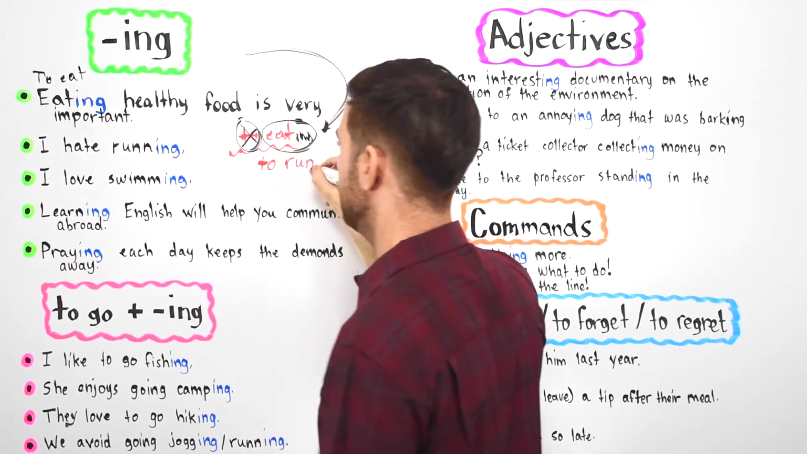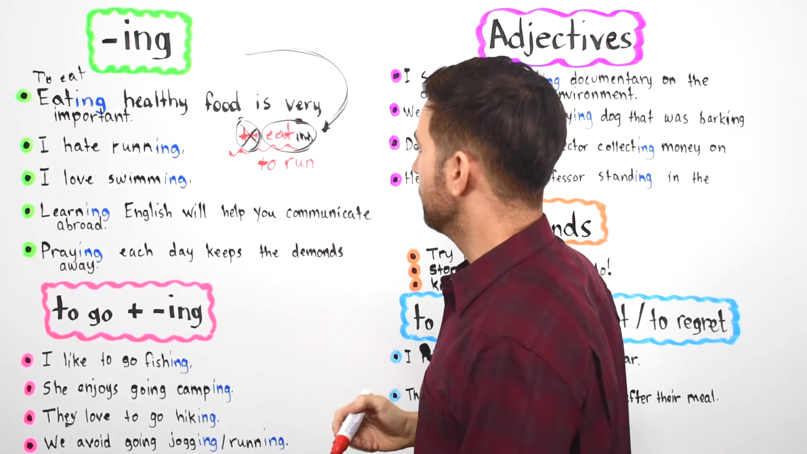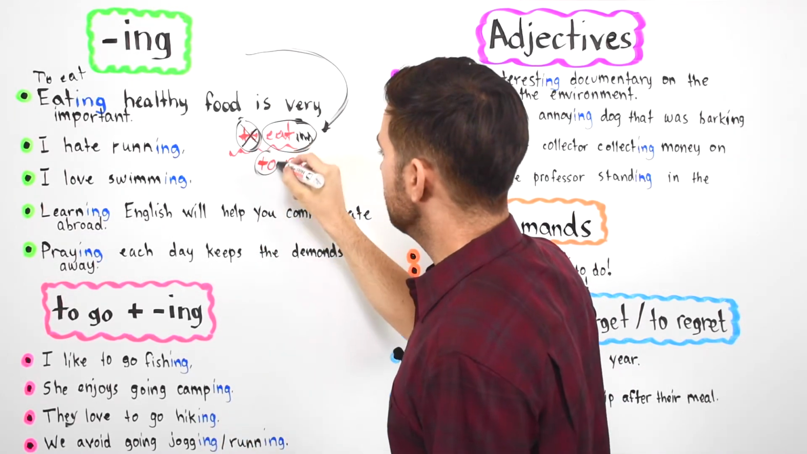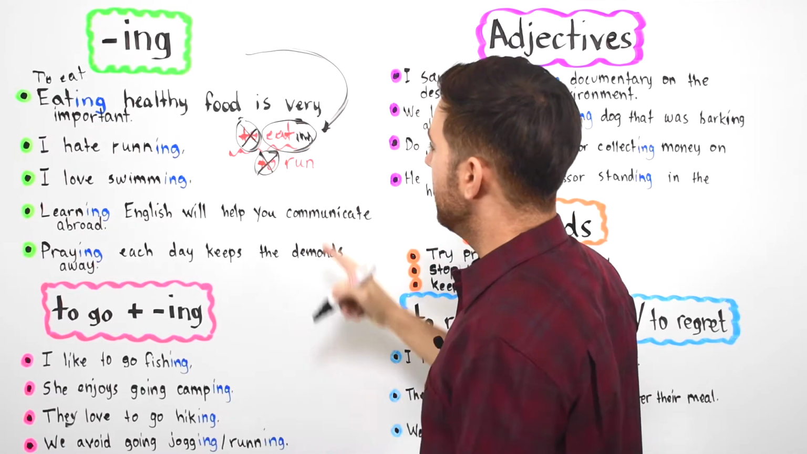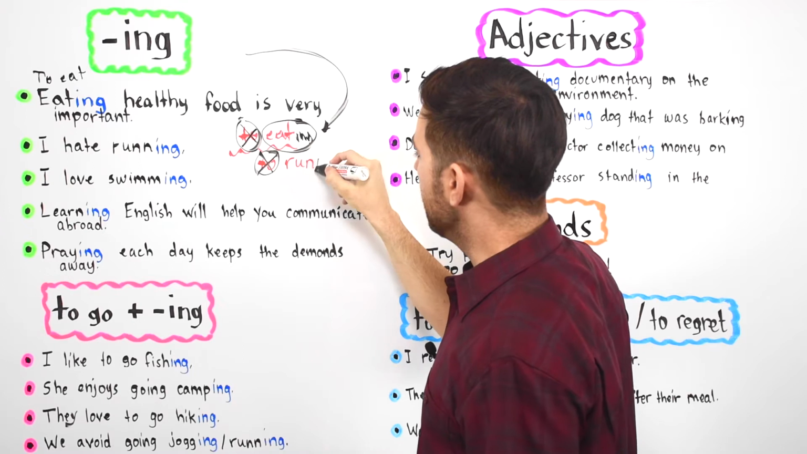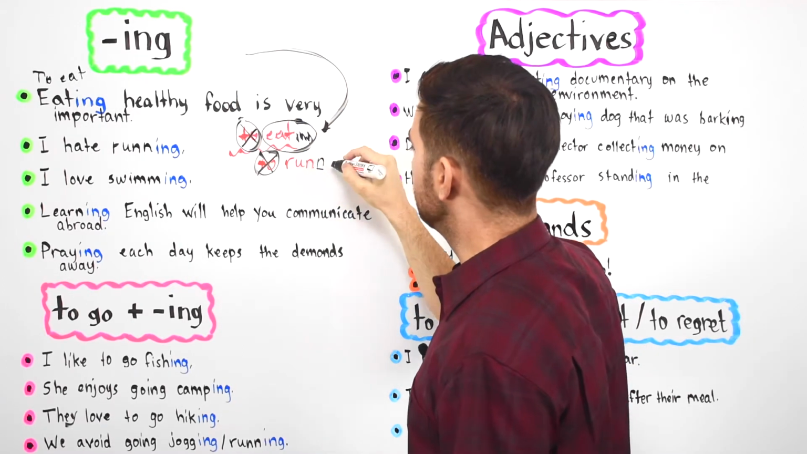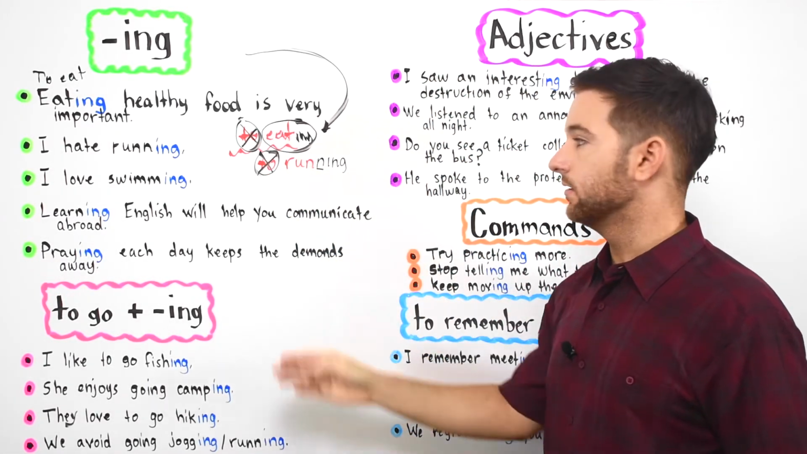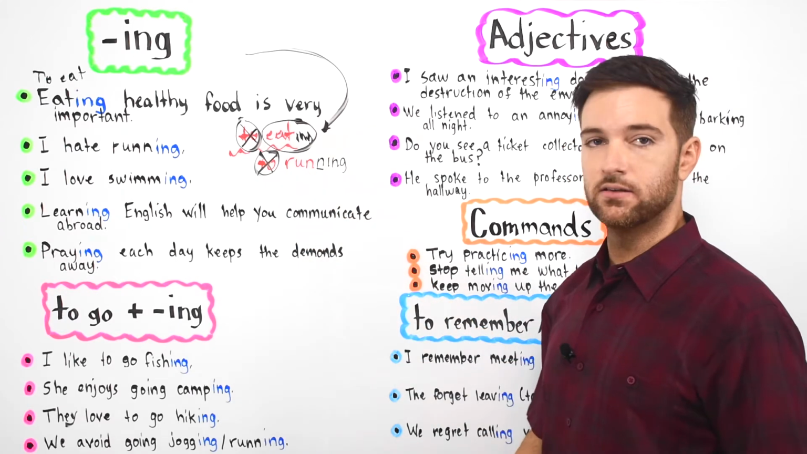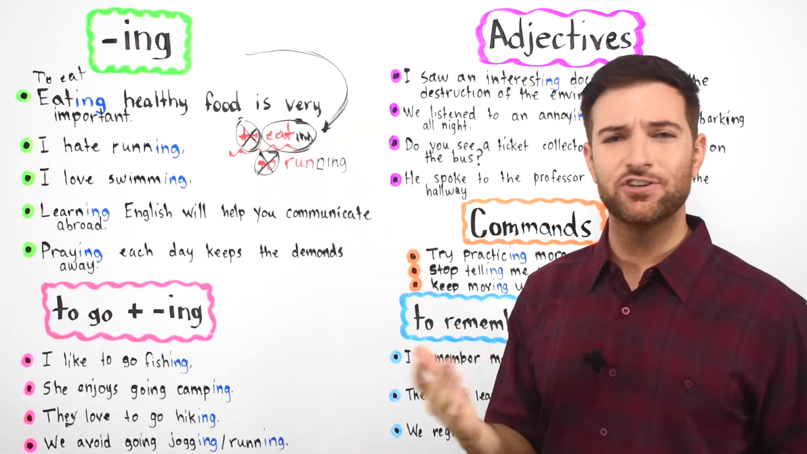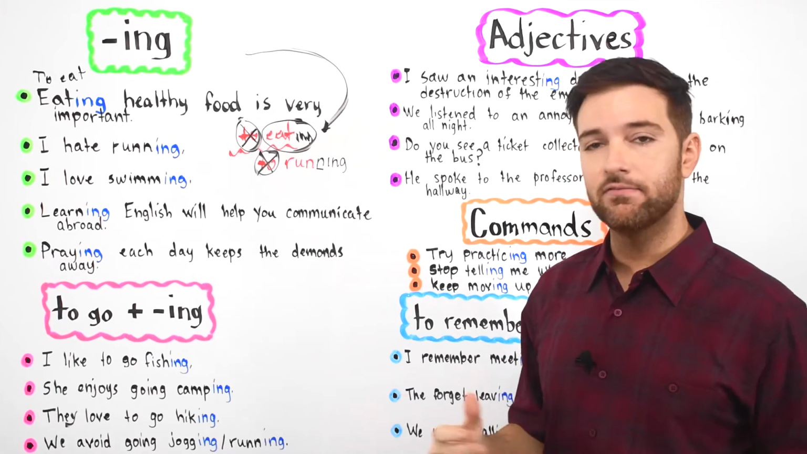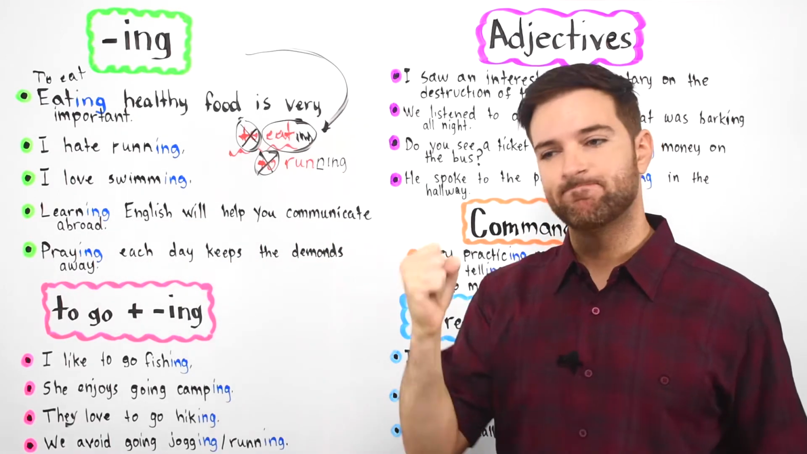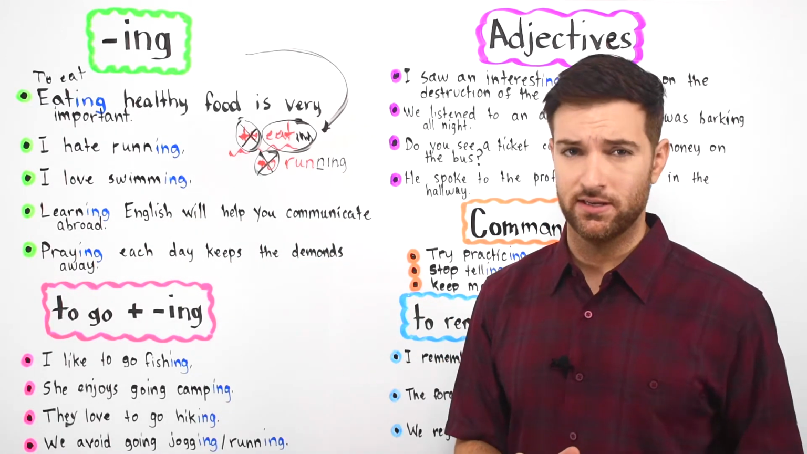I'll write it here. To run, R-U-N, running. Now, what do we have to do? We want to add ing. We get rid of to, goodbye to, and we're going to add another N, and we're going to add ing. So it becomes running. I hate running. I don't like running. I dislike running. I have no interest in running. Hate is like something you really, I hate running. You really don't like to do it.